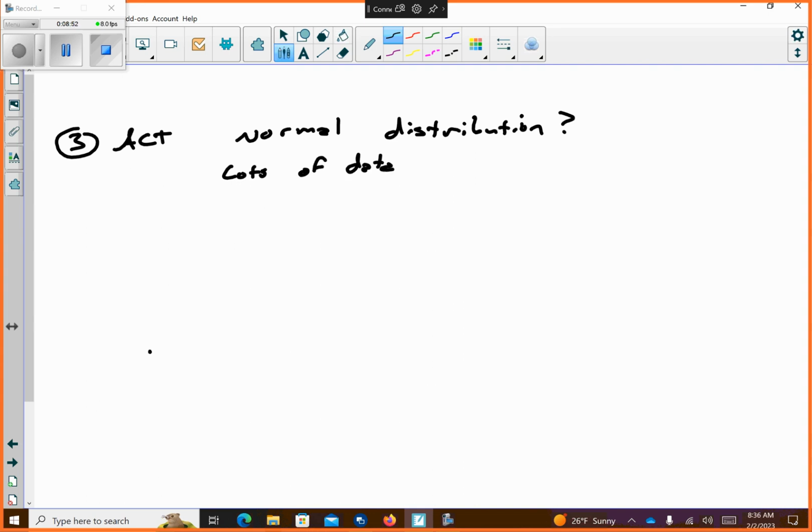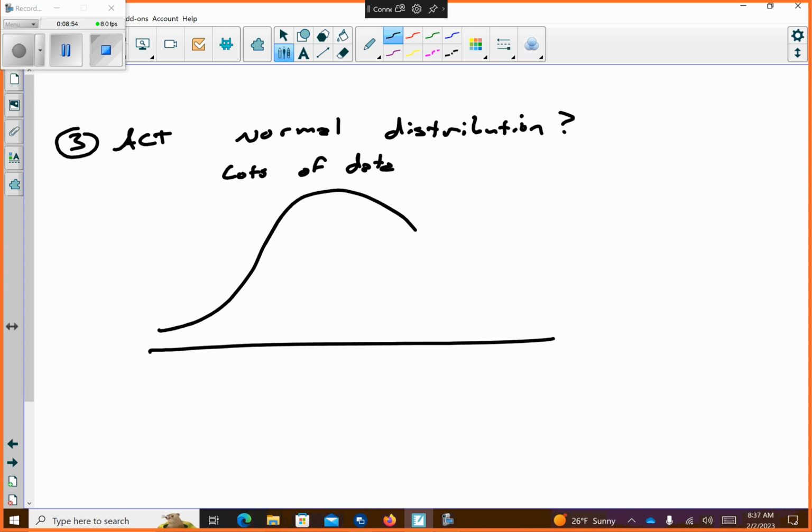And this allowed us to create a normal distribution. And we have a mean of 18, and we have a standard deviation of 6 on this. That means that 68% of the population that takes the ACT would score between a 12 and a 24. Okay? That's just the nature of the test.